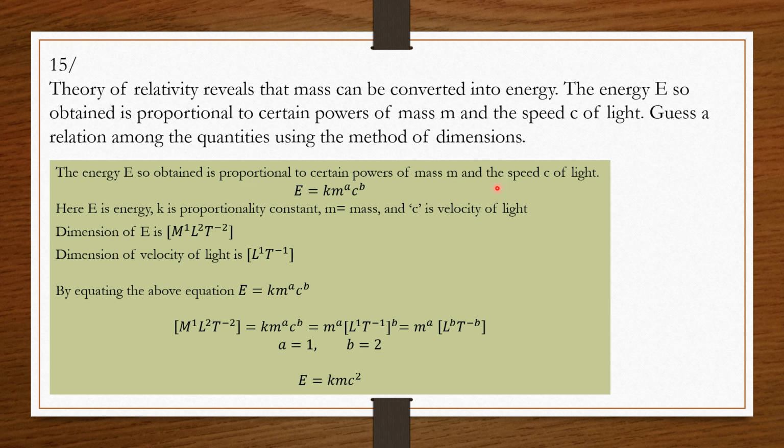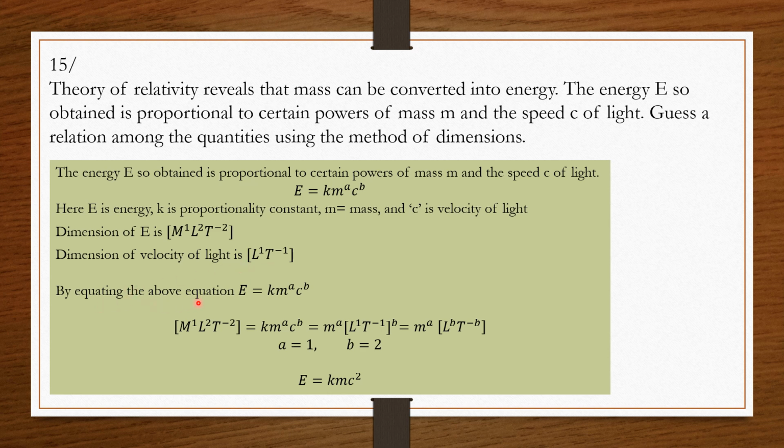the theory of relativity. That is, E can be written as k, which is a constant, m to the power a, c to the power b. Here m is the mass and c is the velocity of light. So we know the dimension of energy can be written as m1 l2 t minus 2, and similarly the dimension of velocity is l1 t minus 1, and we know the dimension of mass, that is m, is m.